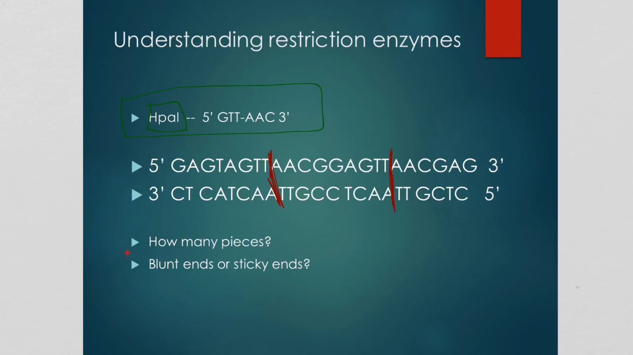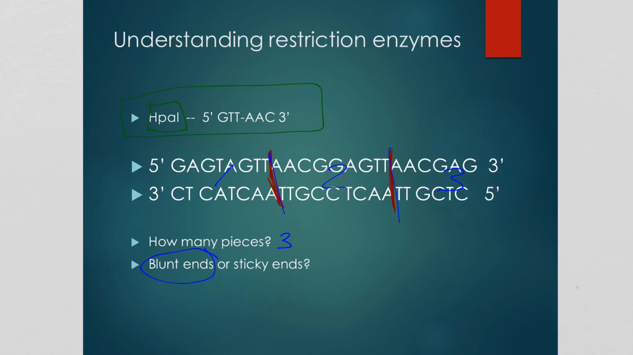So I'm going to always ask you two questions. How many pieces of DNA did we make when we cut using our restriction enzyme? We could count it up. Here's piece number 1. Here's piece number 2. Here's piece number 3. So we made 3 pieces of DNA. And like I said, they are blunt ends because we cut straight through.